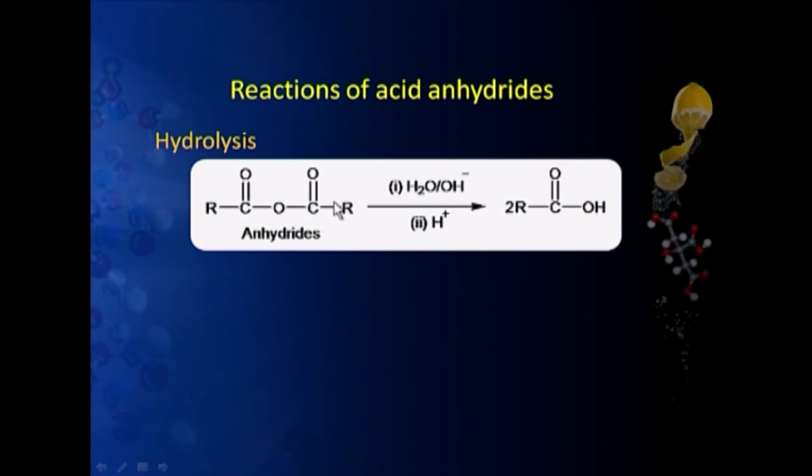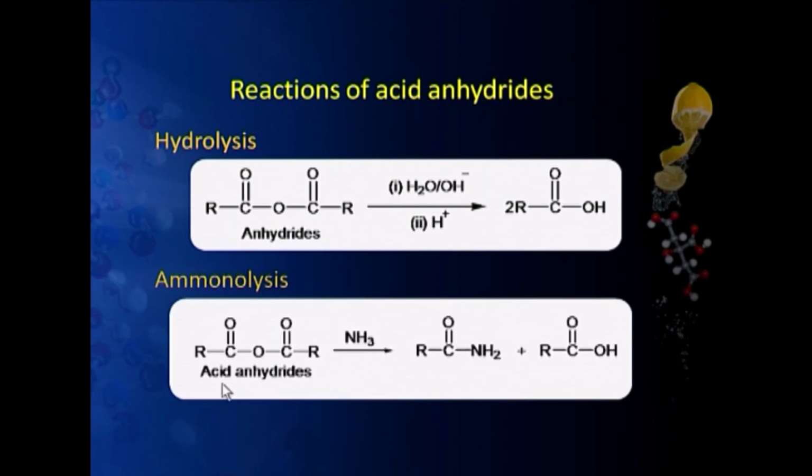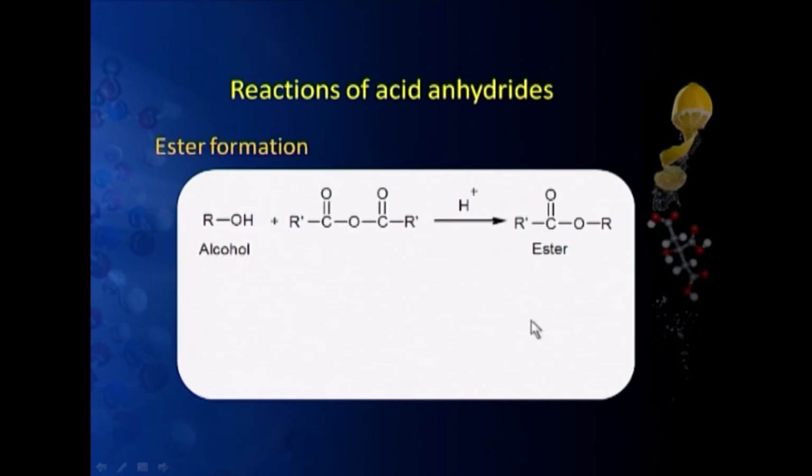If it is a symmetrical anhydride, we will get two molecules of the same acid. If it is an unsymmetrical anhydride, we will get one molecule each of the different acids. Then ammonolysis, acid anhydrides react with ammonia and one of the molecules goes as amide and another as carboxylic acid. Then esters are also obtained from anhydrides very easily, because in the reactivity series of these acid derivatives, the most reactive are acid chlorides and then next are acid anhydrides.